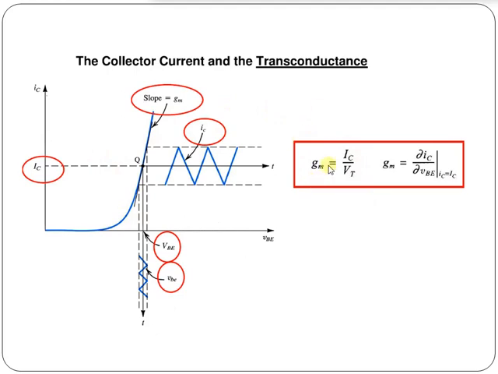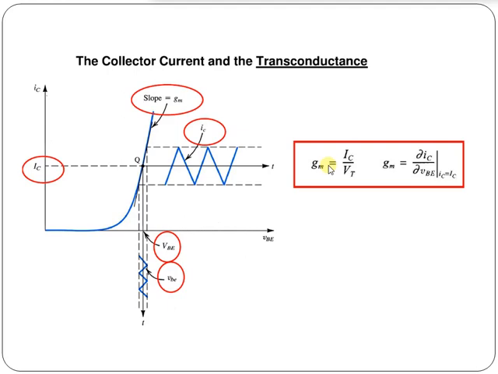What we need to understand from this curve is that any small signal approximation implies that we need to keep the signal amplitude small, and this restricts us to a linear segment of the iC versus vBE curve, which is exponential.